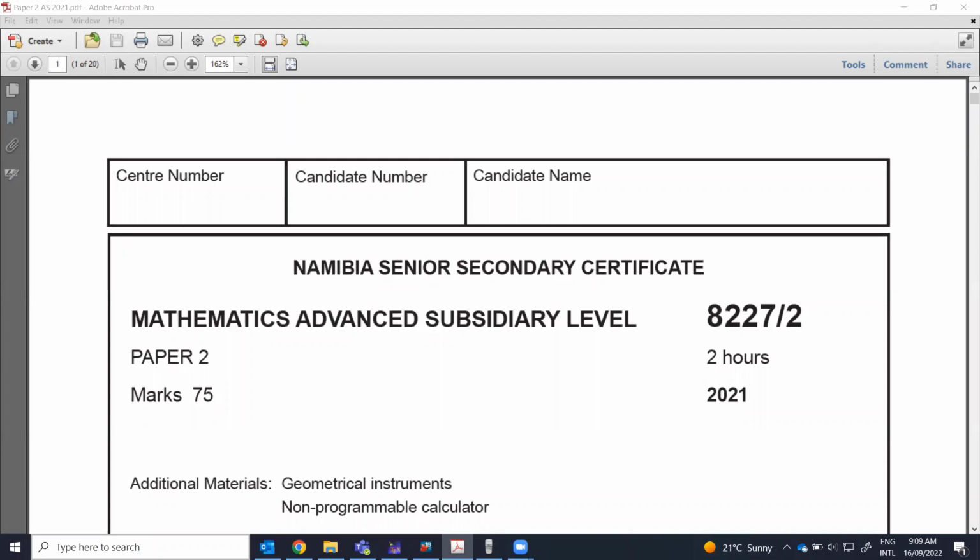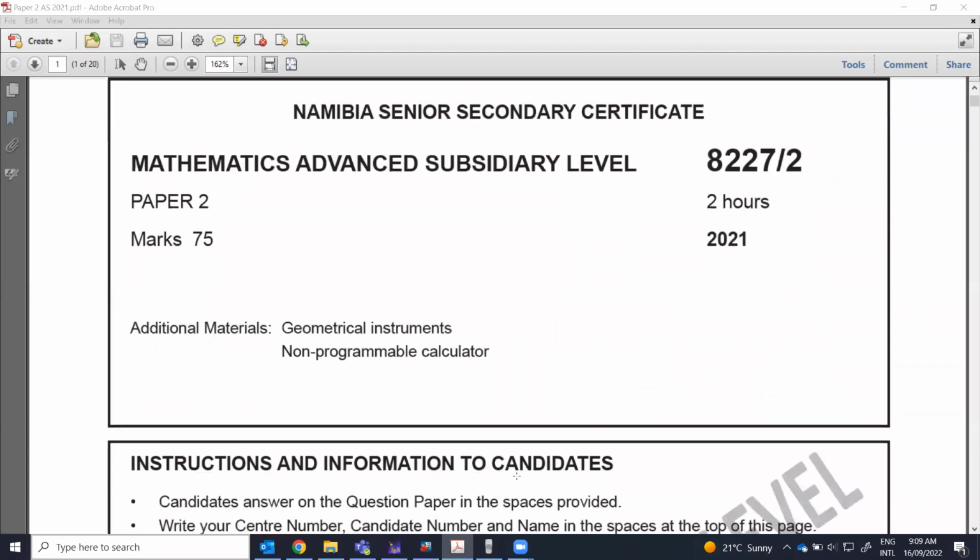Hello, today we're going to be looking at paper 2 of the mathematics AS level. This was a paper that was written in 2021, and let's get into it.